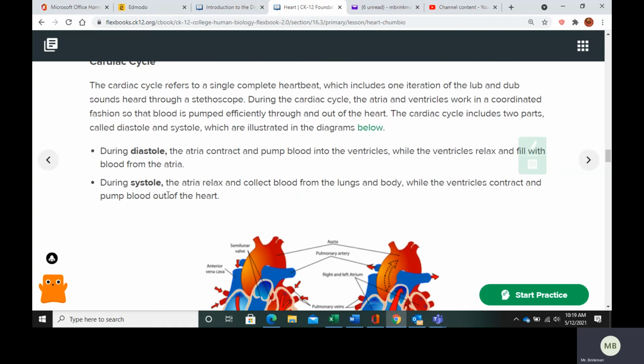And then in the cardiac cycle, which is one complete heartbeat, we have diastole, when the atria contract and pump blood into the ventricles. And when the atria contract, the ventricles are going to relax. Then we have systole, where the atria relax and get blood from the lungs and the body, and the ventricles are going to contract when the atria relax.